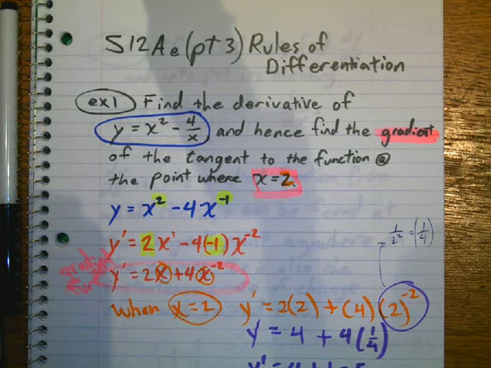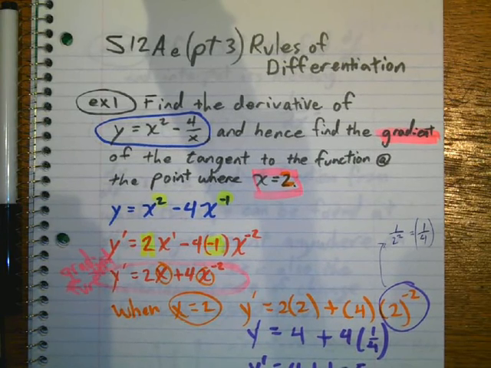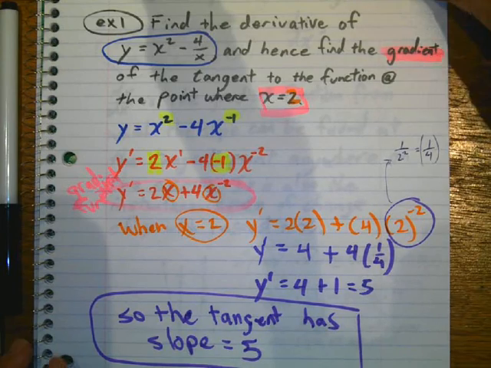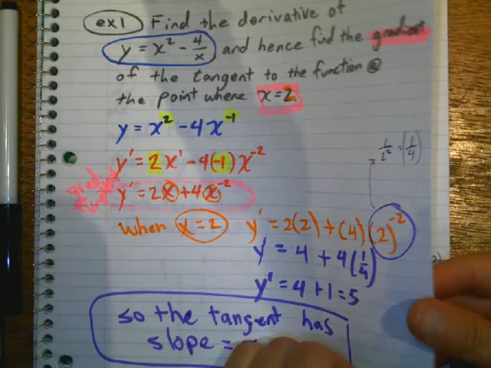So the tangent has a slope equal to 5. You might want to hit pause and rewind and play this again if you have a question on this. Okay, let's look at the second question.